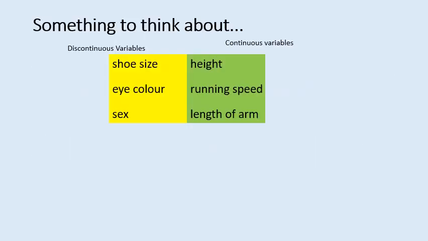So let's look back at those two lists. Shoe size, eye colour and gender or sex is called a discontinuous variable because you're either falling into one or another category. Height, running speed and length of arm are continuous variables because you could be one of anything. Generally speaking, discontinuous variables are more likely to be controlled by genes, and continuous variables are more likely to be controlled by the environment and genes.